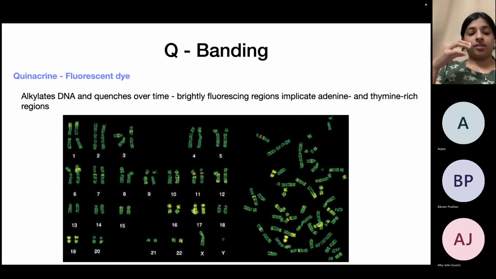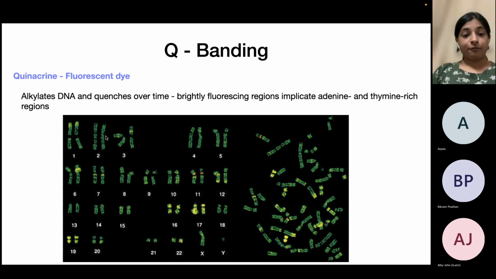And it's able to stain the AT-rich region more easily than the GC-rich region. This is because we've seen that the AT-rich region has only two hydrogen bonds between them, but the GC bases have three hydrogen bonds between them, because of which it is relatively easier to access the AT-rich region. They're relatively open, but the GC-rich regions are very condensed, and they are often not stained. So brightly fluorescing regions implicate those regions that are rich in A and T.